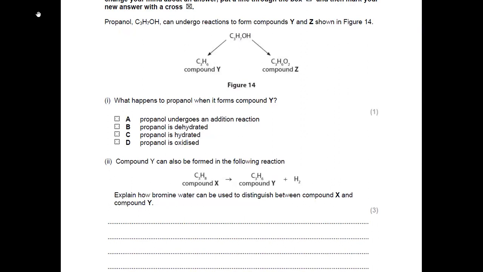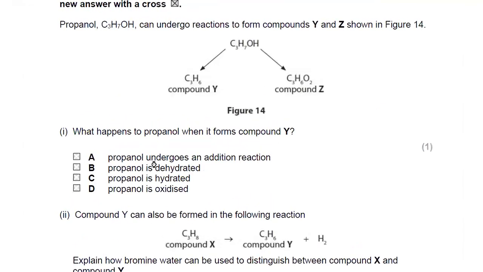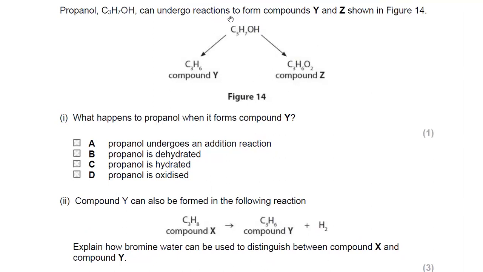Propanol can undergo reactions to form compound Y and compound Z. What happens to propanol when it forms compound Y? What compound is propanol? Alcohol. And what is compound Y? Propene. So I'm taking my alcohol, propanol, and turning it into propene.